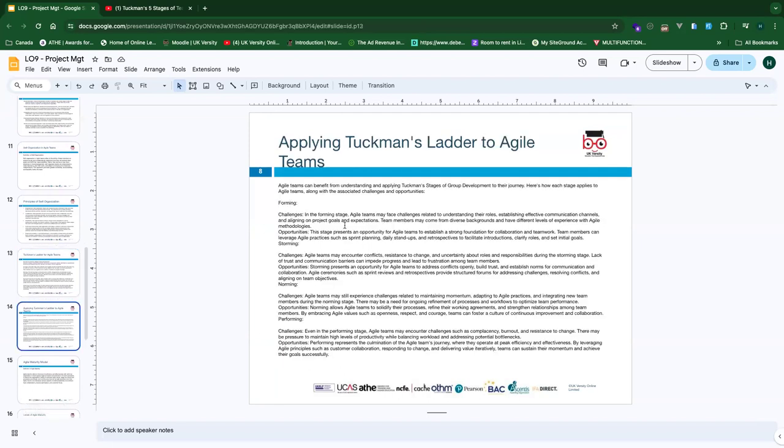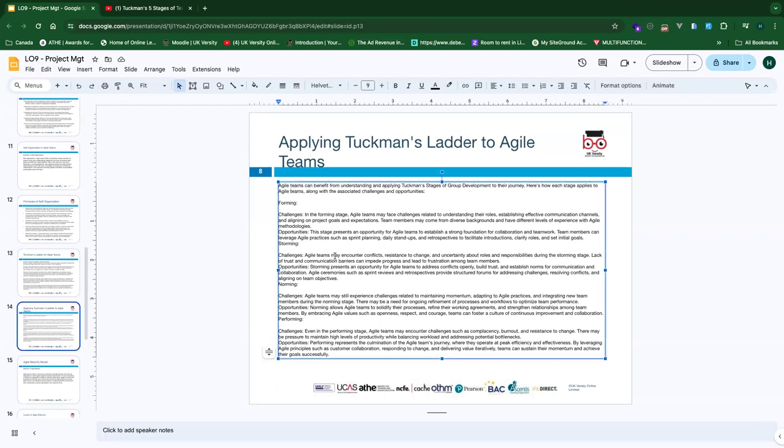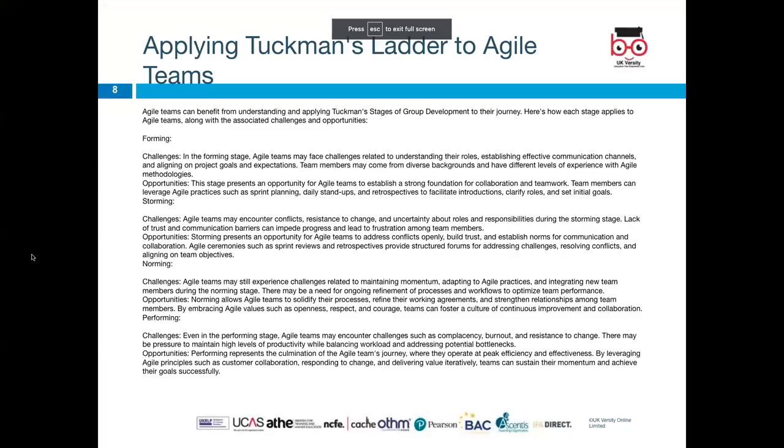So, how do we apply Tuckman's ladder to agile teams? I'm not sure if you can see this clearly. Let me make it a slideshow. Agile teams can benefit from understanding and applying Tuckman's stages of group development to their journey. Here's how each stage applies to agile teams, along with associated challenges and opportunities.